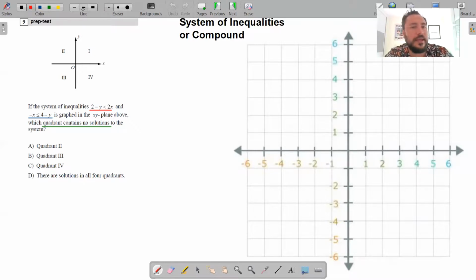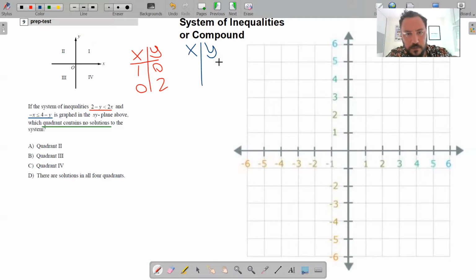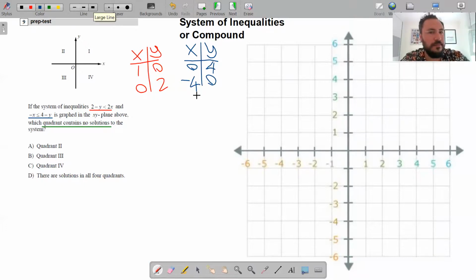So I'm going to make two tables here. First one for the red inequality: if y is equal to 0, x will be equal to 1. If x is equal to 0, y will be equal to 2. The blue one will be: if x is equal to 0, y will be equal to 4. If y is equal to 0, x will be equal to -4. So now that I have the 2 points, let me graph the two equations.